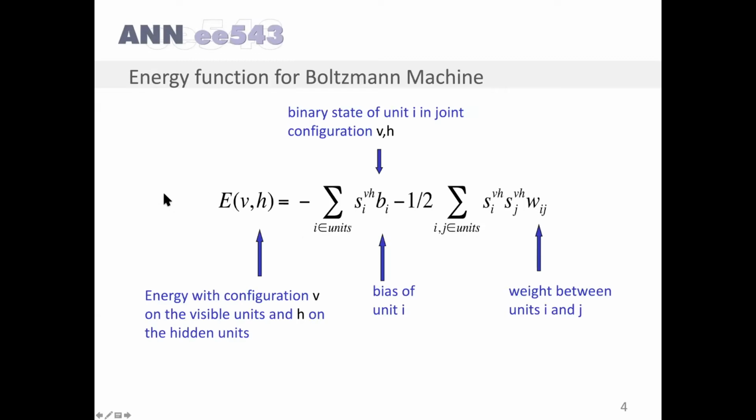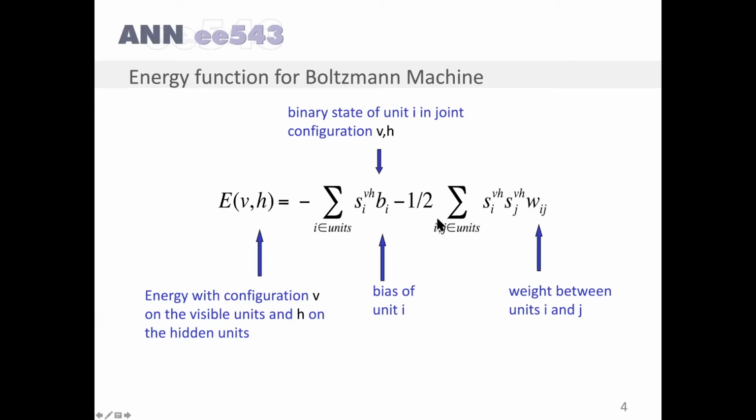The energy function for Boltzmann machine is given by this formula. The energy with configuration v on the visible units and h on the hidden units is given by the formula. There is a summation here and minus before that. We have index i element of the units. We are considering the neuron i. Here we have si(v,h) multiplied by bi. bi is the bias of unit i, and this si is the binary state of unit i in joint configuration v,h. si is either 0 or 1.